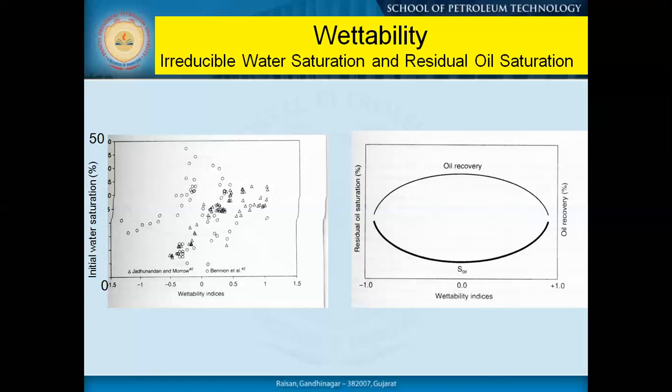In the left side graph, when you have the negative wettability index, your initial water saturation is less in general. Once you go towards the right side, that means positive wettability index, your initial water saturation increases. Could you comment on this graph? Very simple answer.